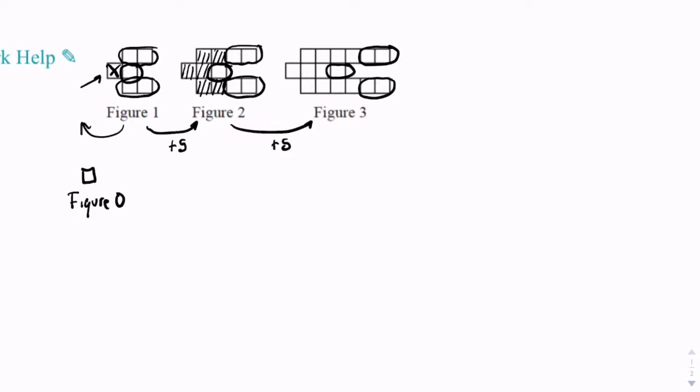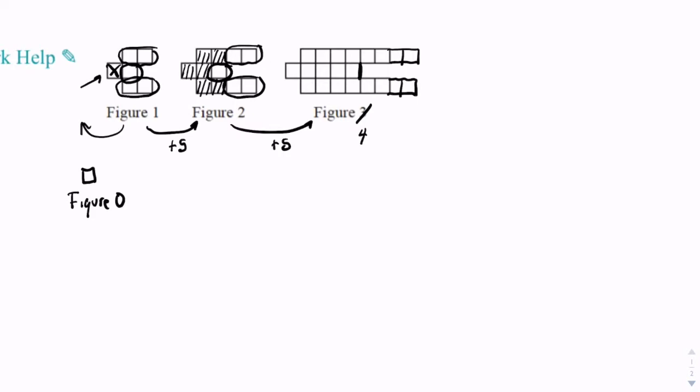Now for figure 4, this is going to take a little bit more work. I'm going to draw figure 4 right here. So what am I going to do? I'm going to add 2 tiles here, 2 tiles here, and 1 there. So there's figure 4. So that was part A.